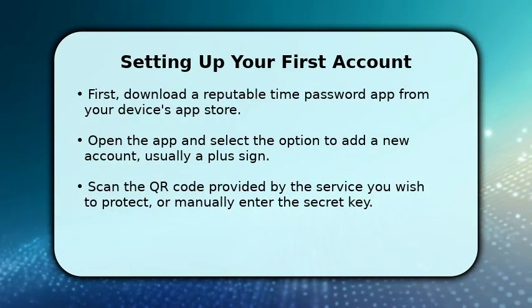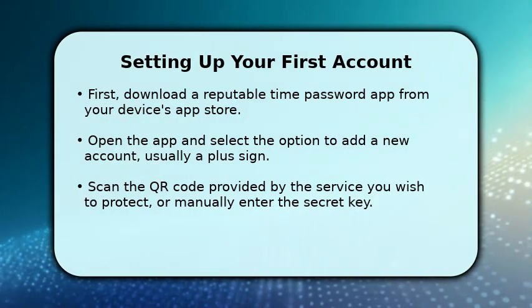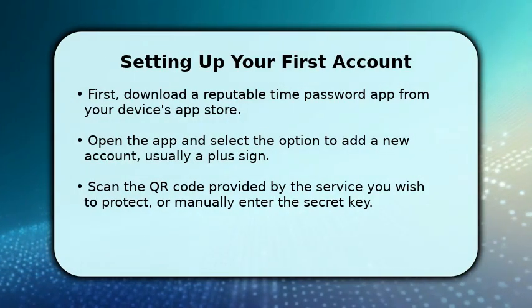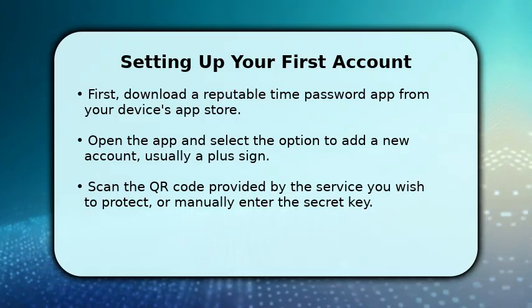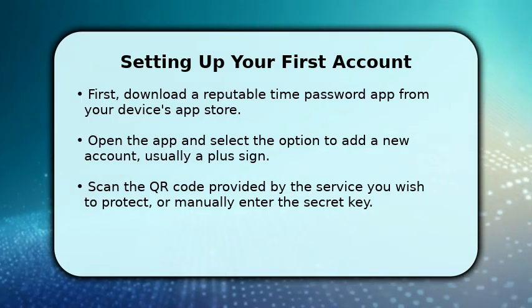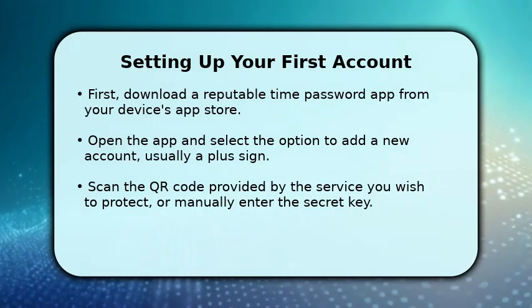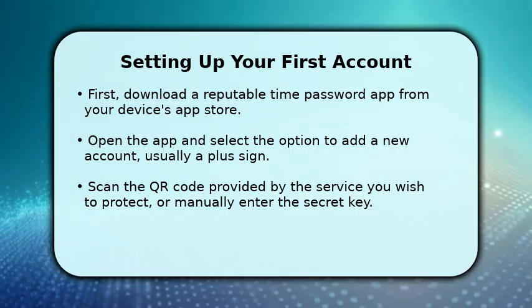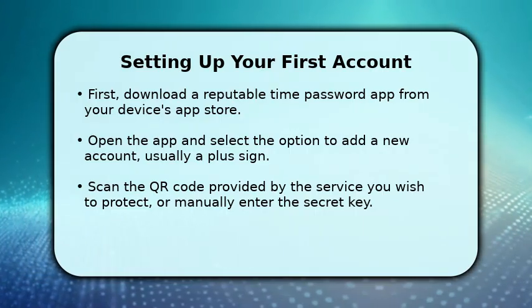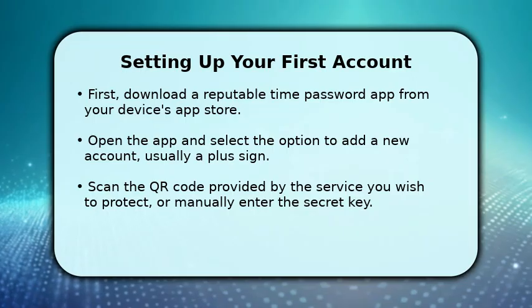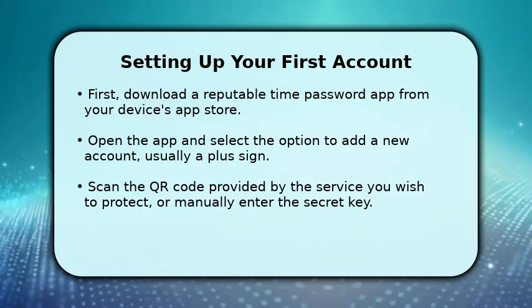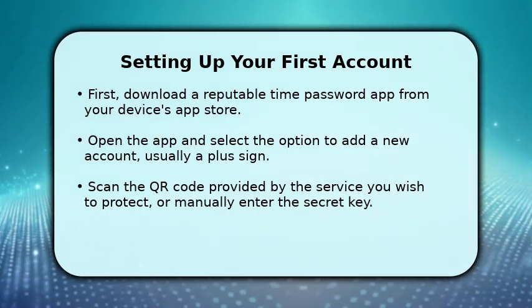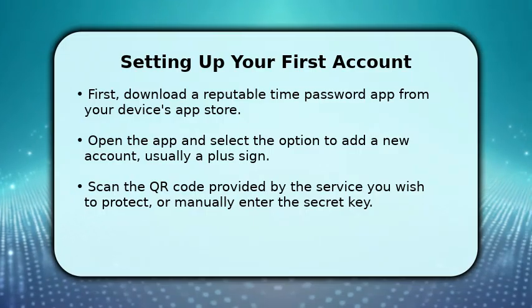Setting up your first account is straightforward. Begin by downloading a trusted time password app from your app store. Once installed, open the app and look for an option to add a new account, often represented by a plus sign or an add button. You'll then typically scan a QR code displayed by the service you're securing or manually input a secret key. After confirmation, your app will instantly start generating new 6-digit codes.